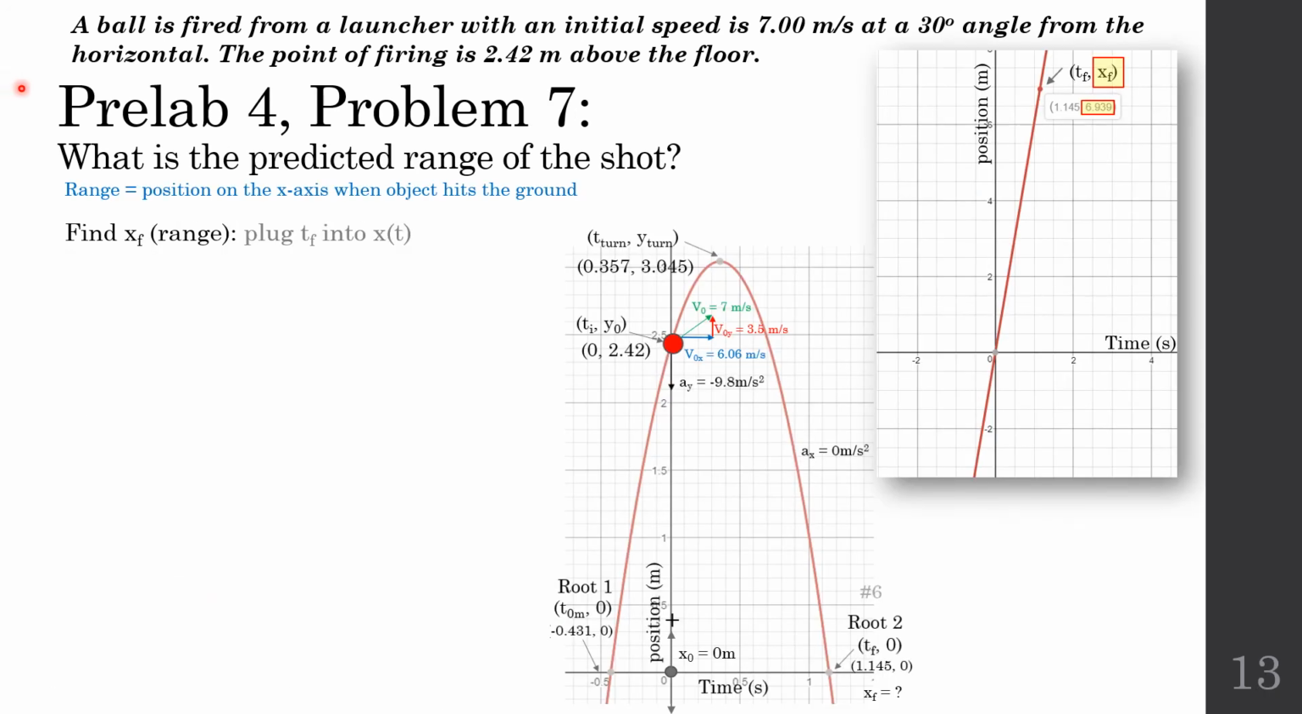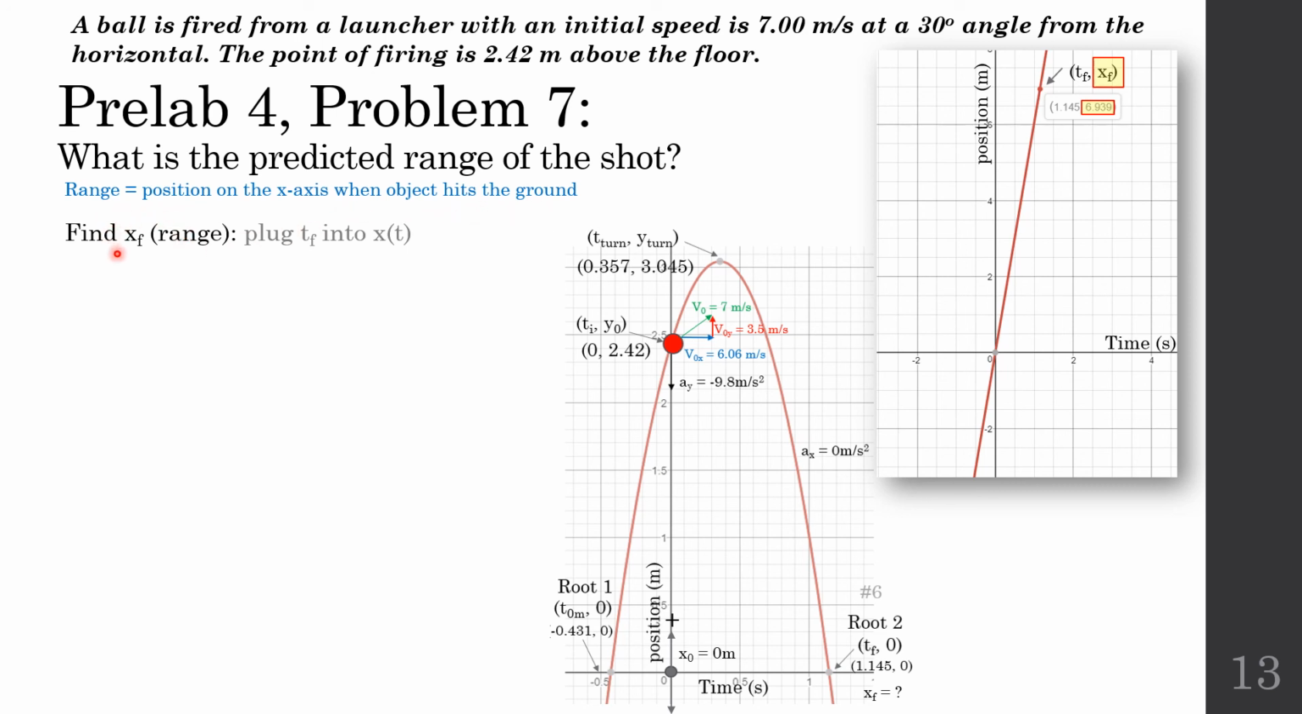All right, pre-lab practice problem number 7. What is the predicted range of the shot? As promised, when we do have an x variable as one of the relevant variables, that's actually what we're solving for. I have included the x plot so that you can see where that value would be if we were to graph the x of t equation. Remember, the range is the position on the x-axis when the object hits the ground.